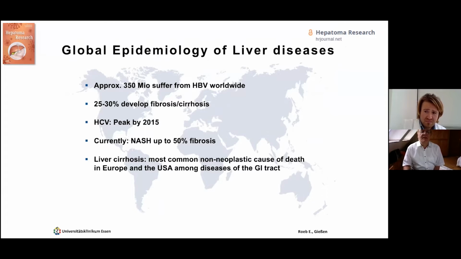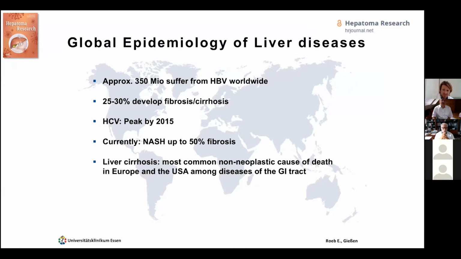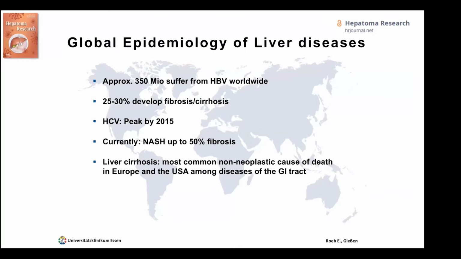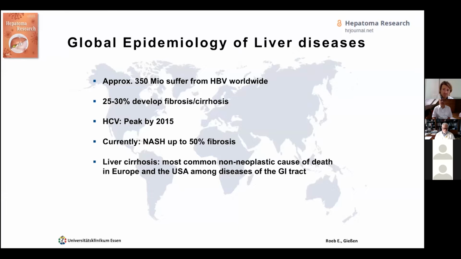And liver disease global epidemiology. We have more than 500 million sufferers from HBV infection, for example, and we have a lot of patients developing cirrhosis and fibrosis. One out of 4 deaths in the world is due to liver cirrhosis. And also the problem is that liver cirrhosis is the most common non-neoplastic cause of death in Europe and the US among diseases of the GI tract. And liver cancer is the third most common human cancer all over the world.